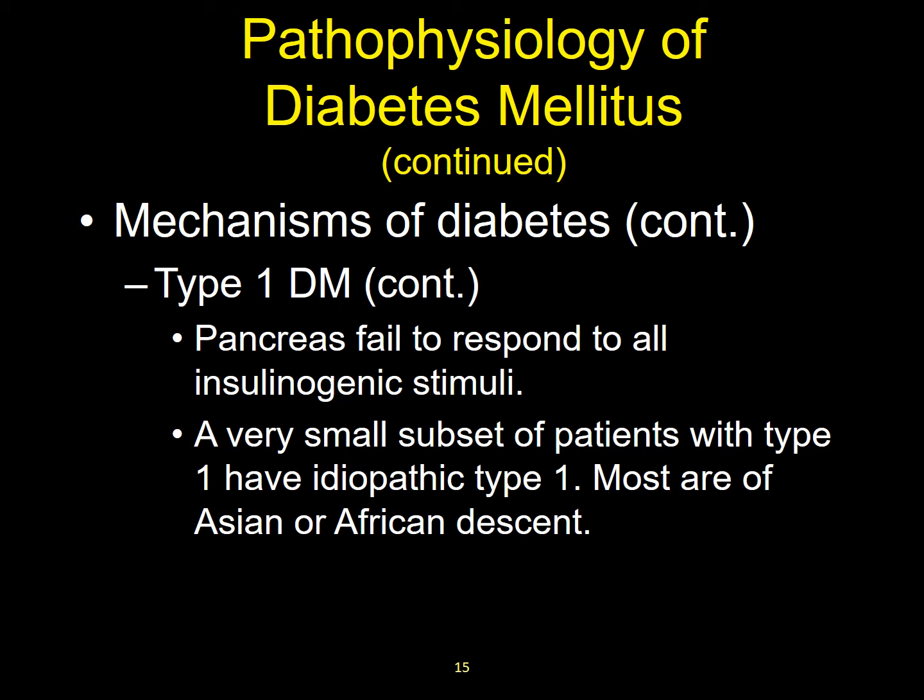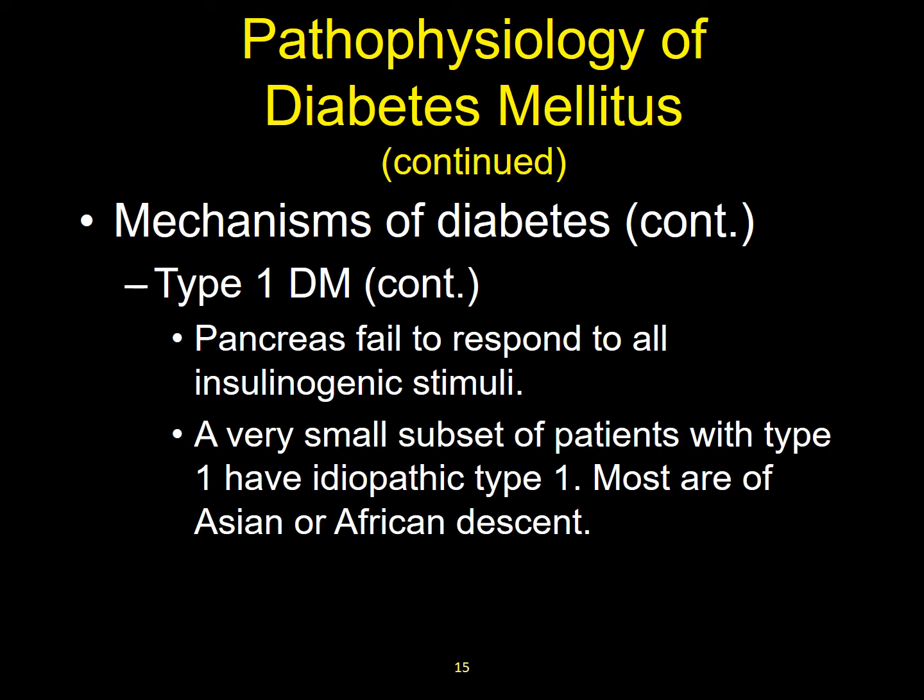In type 1 diabetes, the pancreas fails entirely to respond to any of that insulinogenic stimuli. So remember we were looking at that picture where the beta cell is surrounded by glucose, glucagon, amino acids, what else? Whatever else, somatotropin I mentioned, that those are the stimuli to release insulin, and the pancreas just completely fails to respond to it.